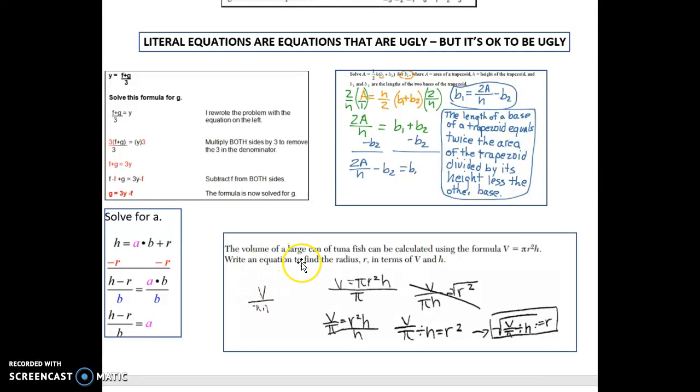And then the final example for this type of problem was actually another one taken from a Regents. It's talking about the volume of a tuna fish can, and it gives you the formula, and it tells you to get r by itself. In order to get r by itself, this person divided by pi first, then divided by h, so that you end up with v over pi, then divide by h. Kind of weird. You could put a fraction in a fraction if you want. But to undo a square, you square root the problem. So again, another ugly problem, but that's what literal equations are.